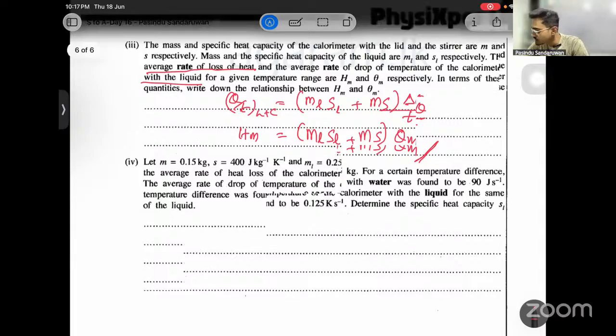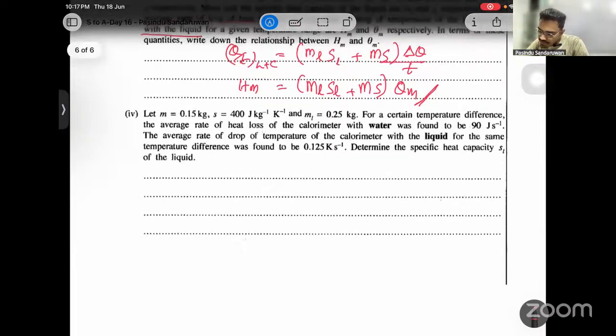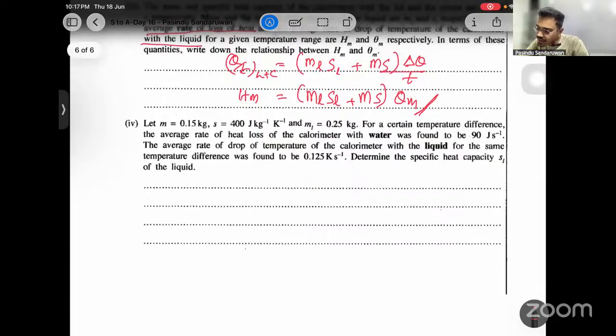Next, question 4. Let m equal 0.15 kilograms, S 400, and ml 0.25. For a certain temperature difference, the average rate of heat loss of the calorimeter with water was found as 90. The average rate of drop of temperature of the calorimeter with the liquid for the same temperature difference is 0.125. Determine the specific heat capacity of the liquid.